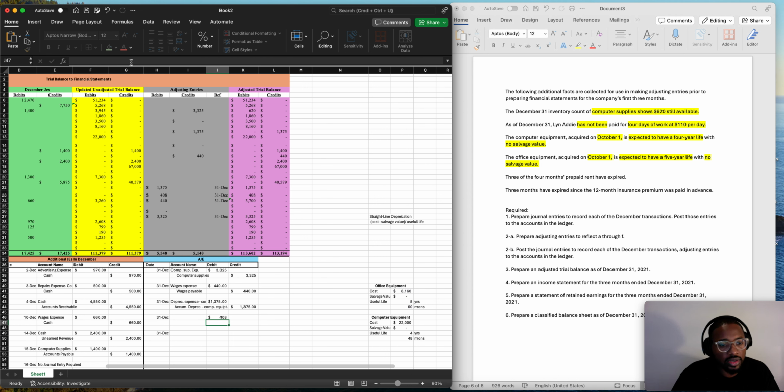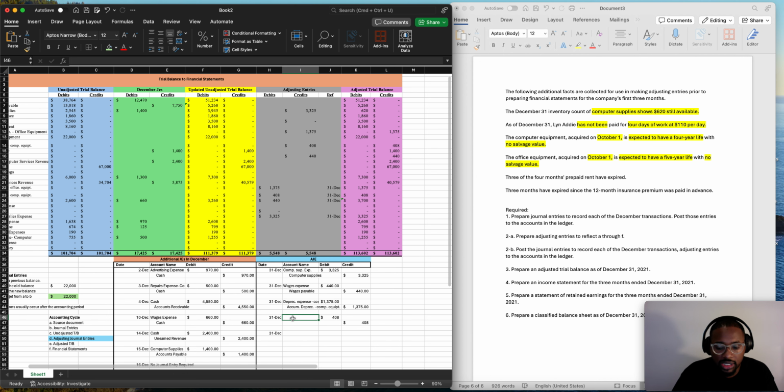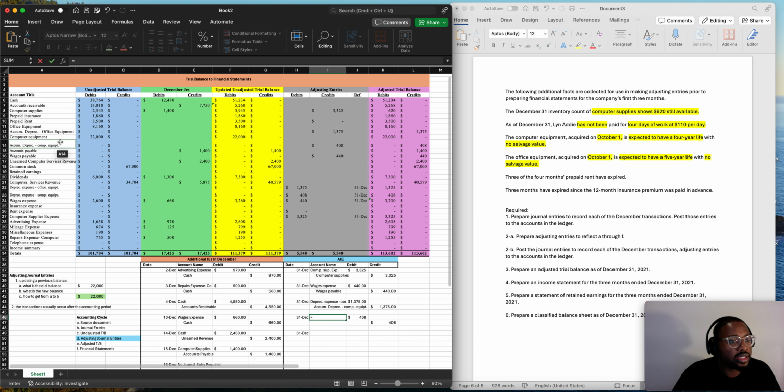October to December is 3 months. So therefore, it's going to be 408. Okay. And the same accounts apply here. It's a depreciation expense. So we're going to debit depreciation expense office equipment, and we're going to credit accumulated depreciation office equipment, right? And we did that. And as you see, again, we're updating and that is producing new numbers for us.